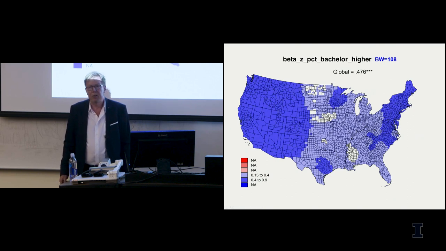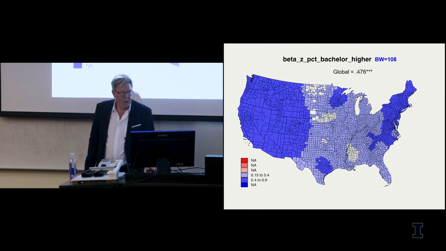And then education. So again, education has pretty much a uniform effect. It's stronger in some parts of the country than others. So if you've got a bachelor's degree, you're more likely to vote for the Democratic Party quite strongly, picked out in the west and in the northeast. There are patches where it's not an important influencer, and that's Mississippi down there.